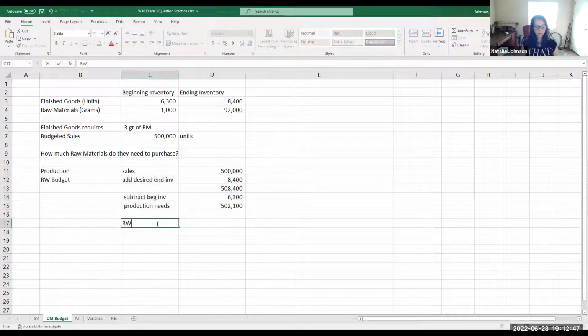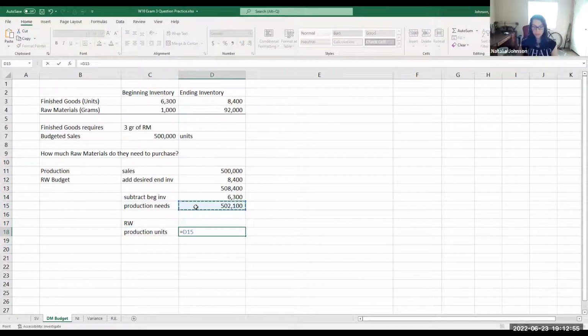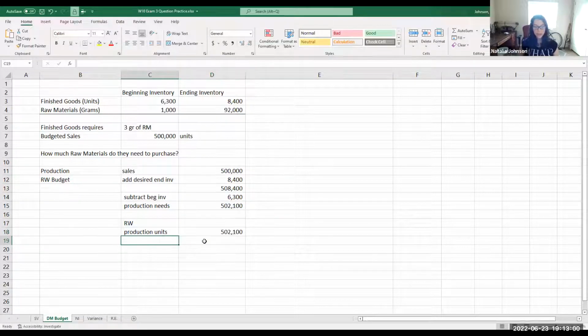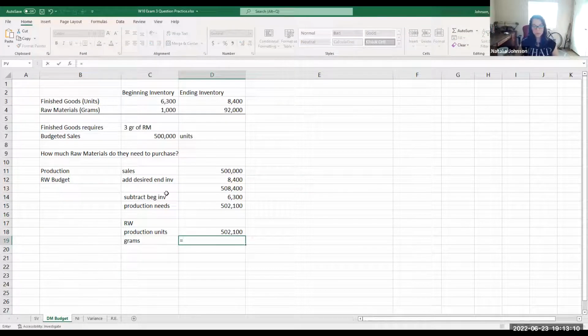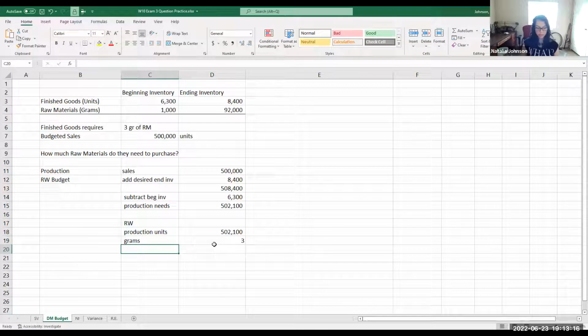Now the raw materials budget. We start with the production units, this one right here, the last one from the production budget. And then we need to make these units into grams, because we're talking about raw materials. So in grams, because it needs 3 grams per unit, we're going to multiply this times 3.